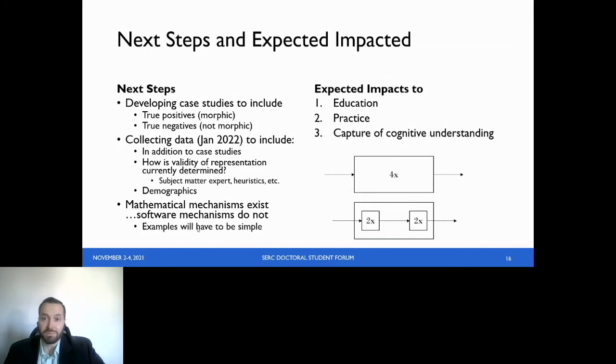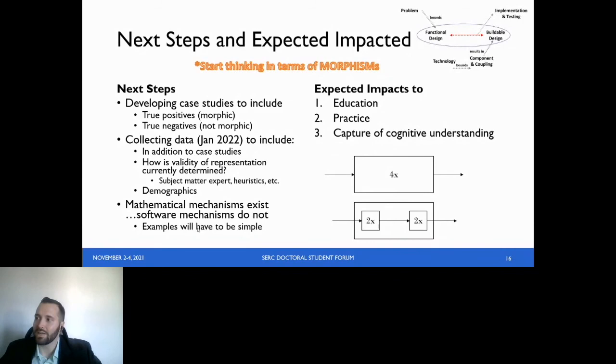I'd like to leave you with one last thing. Let's just say you take this system, this 4x system, and you could only choose one of these components. Which one would you choose to be a valid representation of the system as a whole? And why?